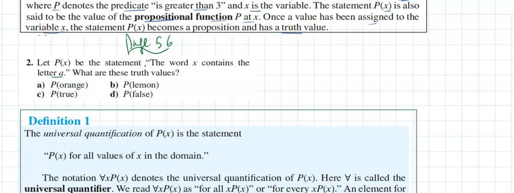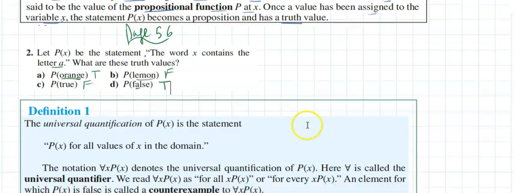What are these truth values? Well, you look at the word orange. Is there an a in it? Yes, there is. That's true. There is no a in lemon, that's false. There's no a in true, that's false. But there is an a in the word false. So that would make this a true statement.